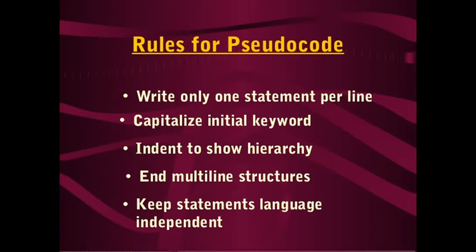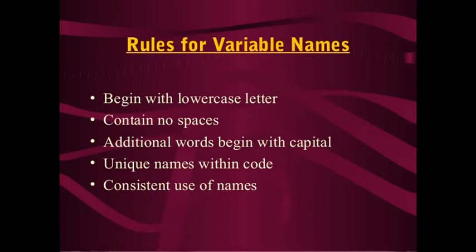They are the basic rules of pseudocode, like we write only one statement per line, capitalize initial keyword, show hierarchy with indentation and multi-line structure, and keep statements language independent so that every instruction performs its particular task. Rules of variable names we already learned: begin with lowercase letter, contain no spaces, additional words begin with capital, unique names, and consistent use of names.